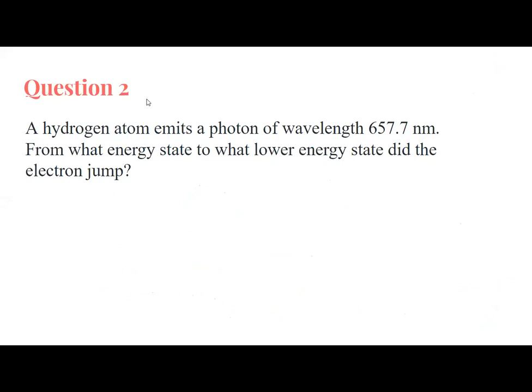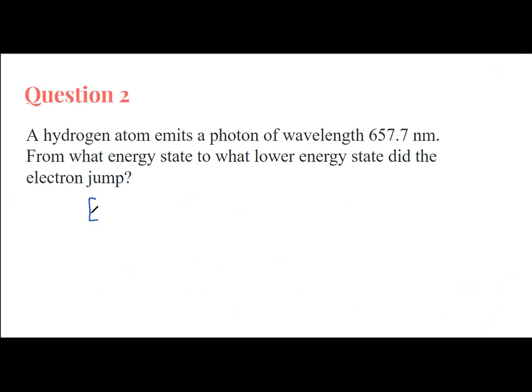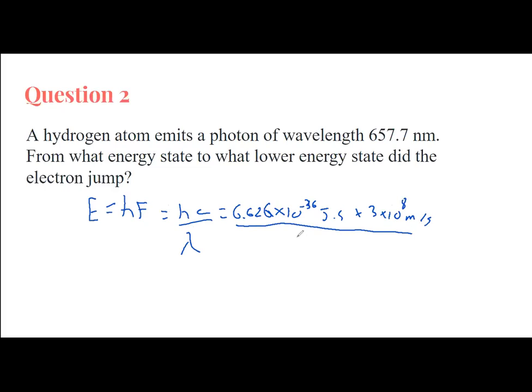To find the energy of the photon, we recall the formula for energy of a photon, which again, is a very common one, Planck's constant times f, which can be written in terms of c and lambda. Planck's constant is 6.626 times 10 to the -34 joule seconds, times 3 times 10 to the 8 meters per second, divided by 657.7 nanometers, times 10 to the -9.